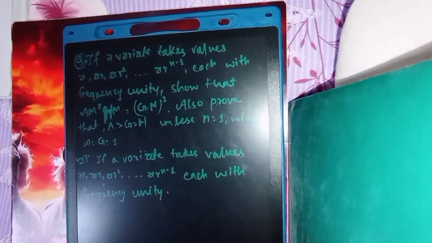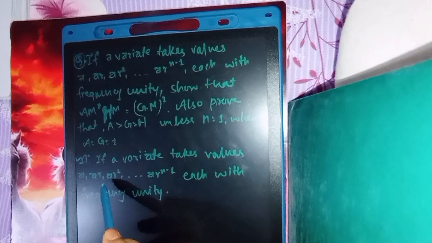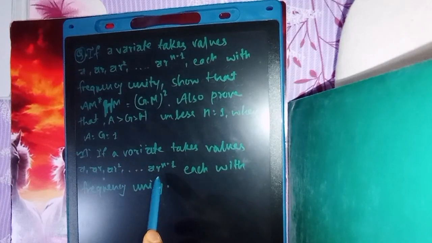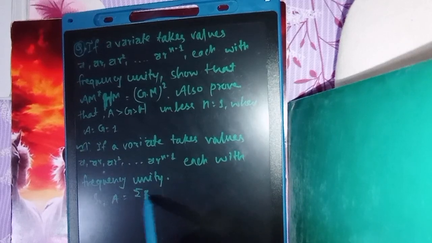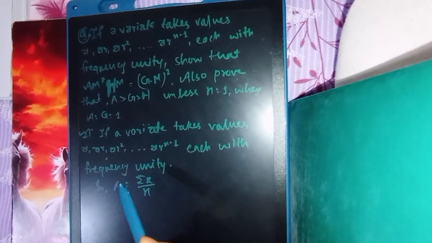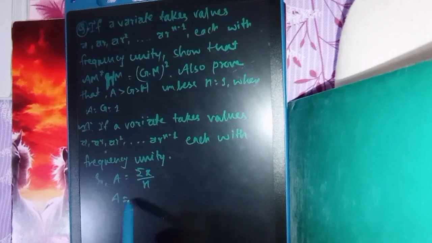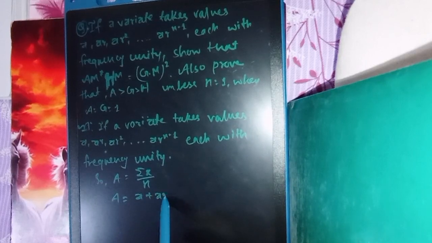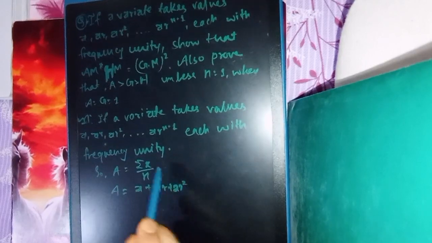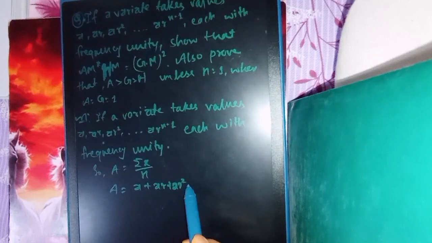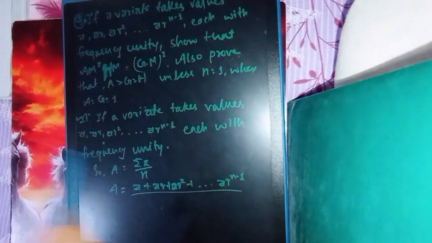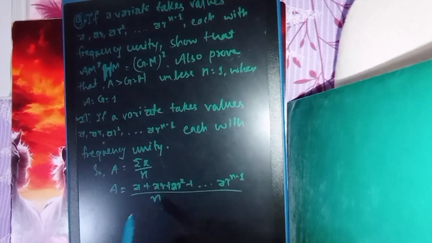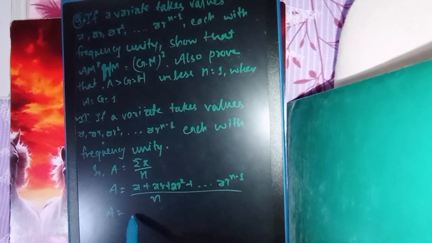If a variable takes values a, ar, ar square and so on, with frequency unity, then we can write the arithmetic mean A is equal to summation fx by n. Since the frequency is unity, we don't need to write f. So A is equal to summation x, the total sum, which is a plus ar plus the terms we are given, by n.